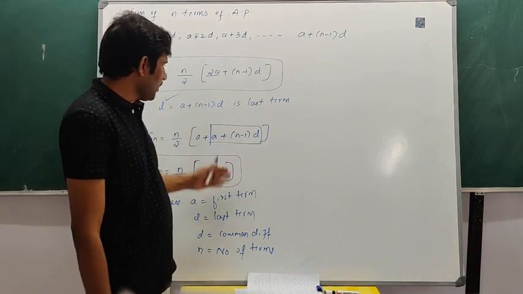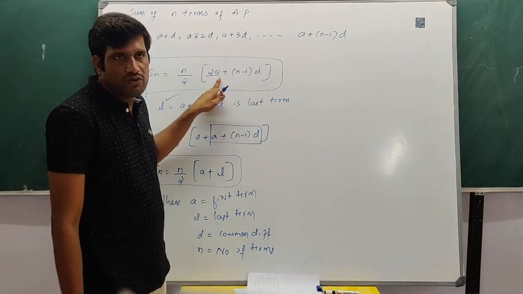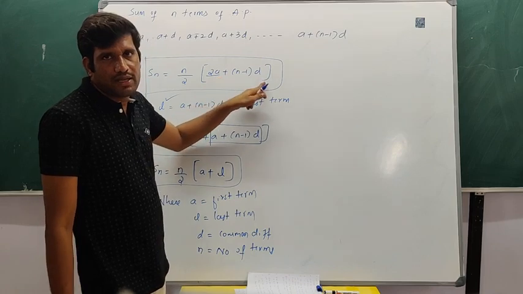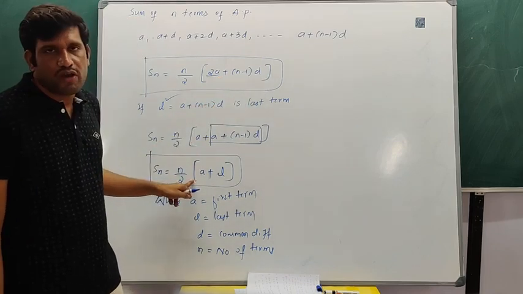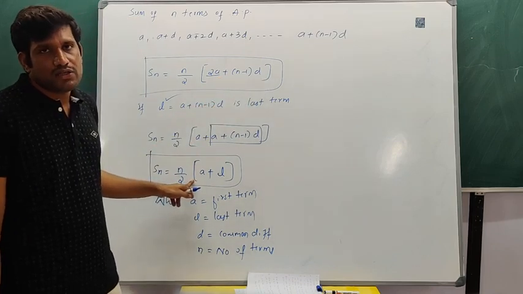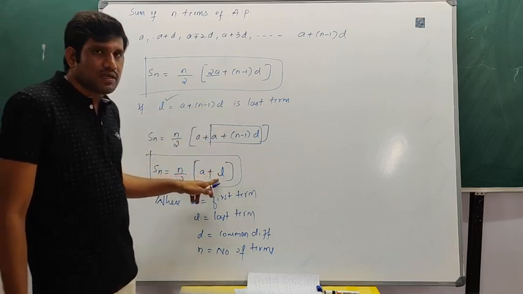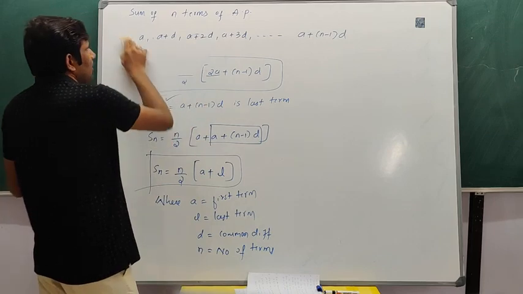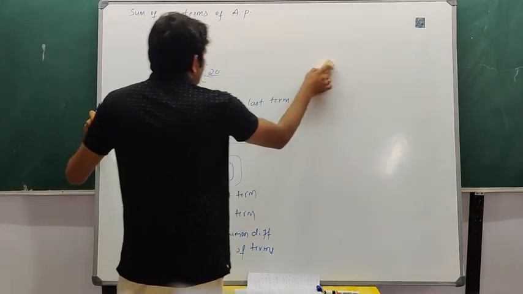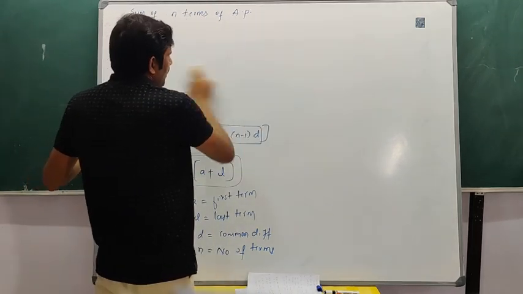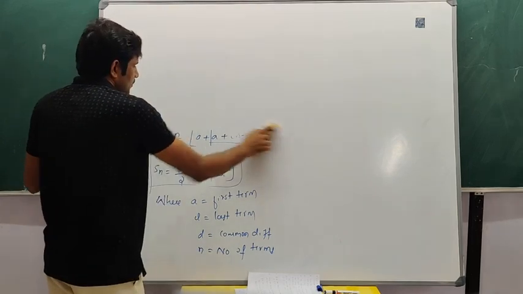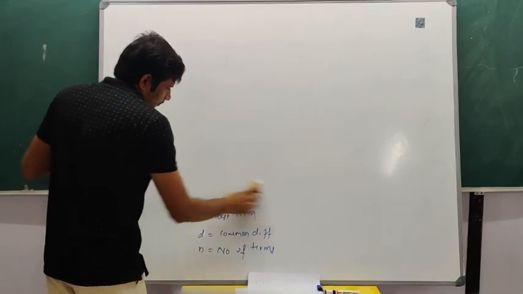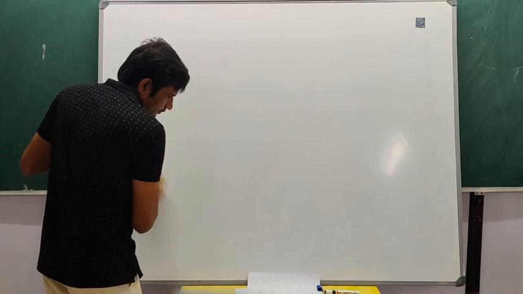So we have two formulas. This one we can use when we know the values of a, n, and d. This one we can use when we know the values of a, n, and l. Instead of the common difference, here they are giving the last term. So by using these formulas, we can find the sum of n terms of a given AP. Now we will solve some problems on the sum of n terms.